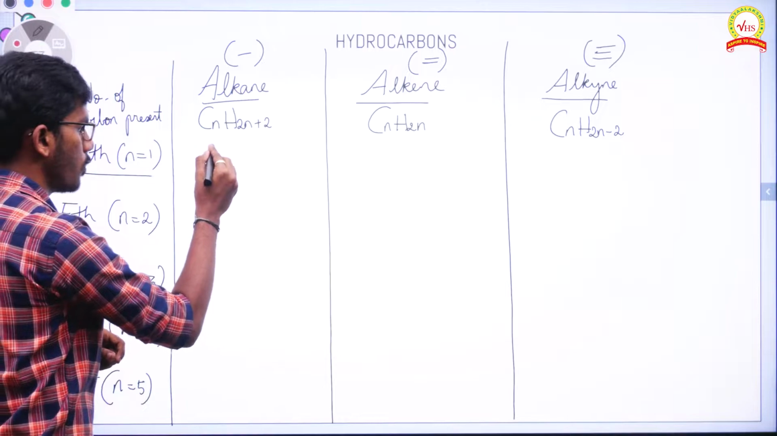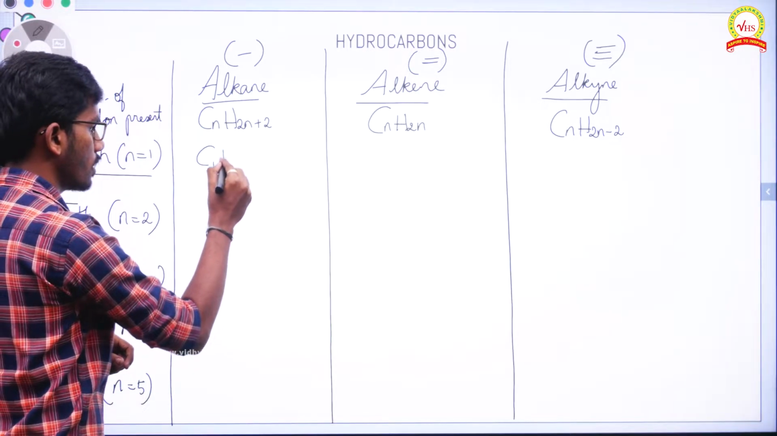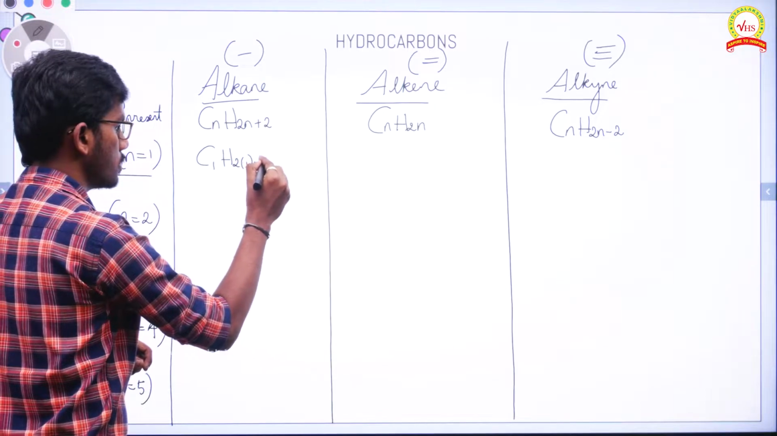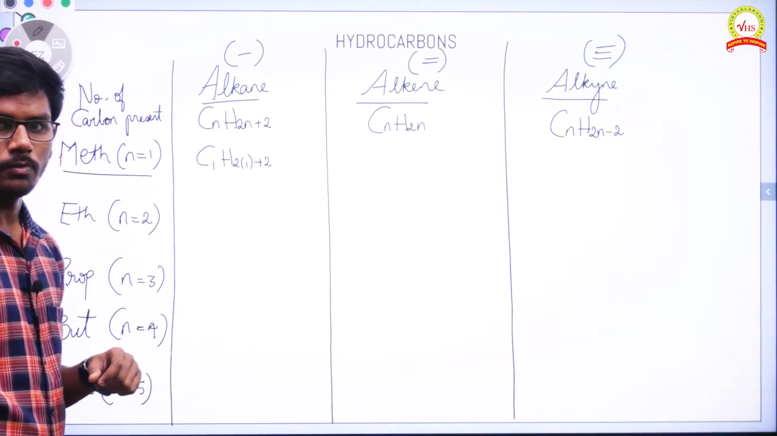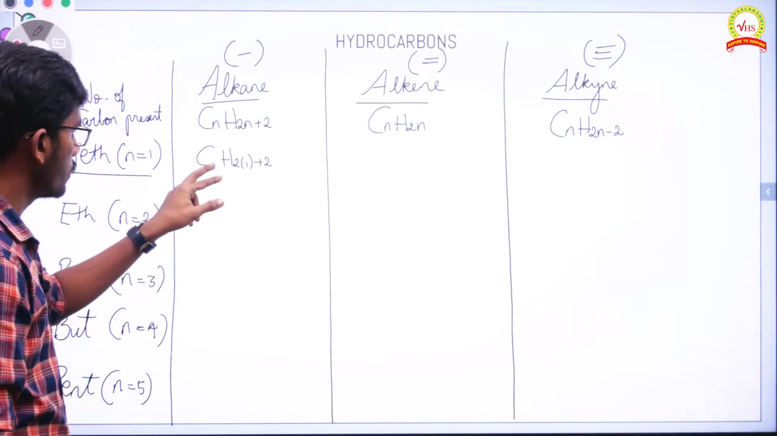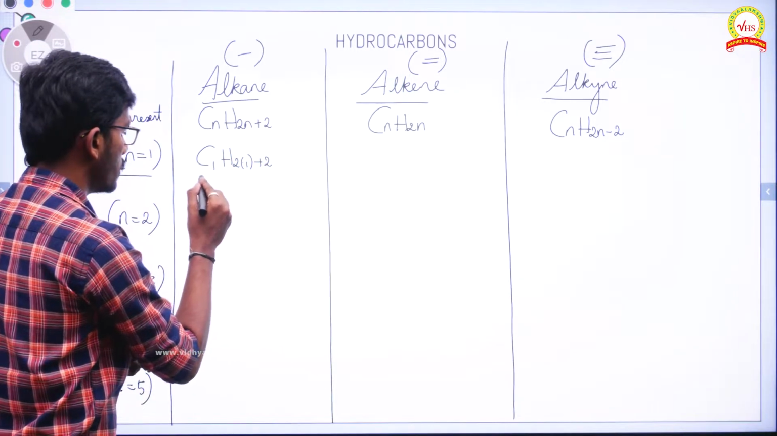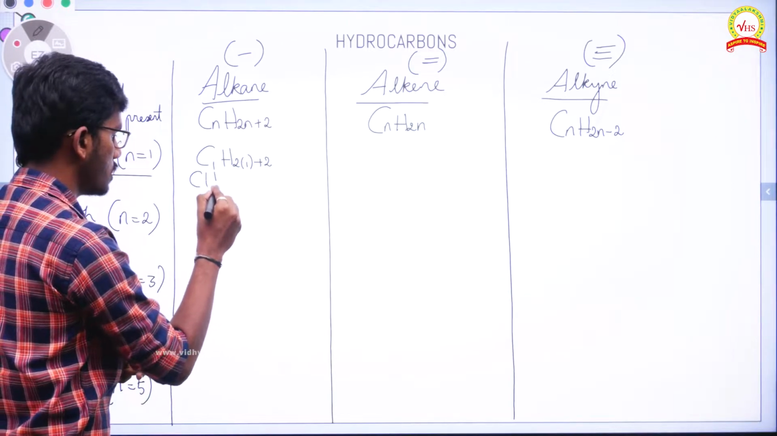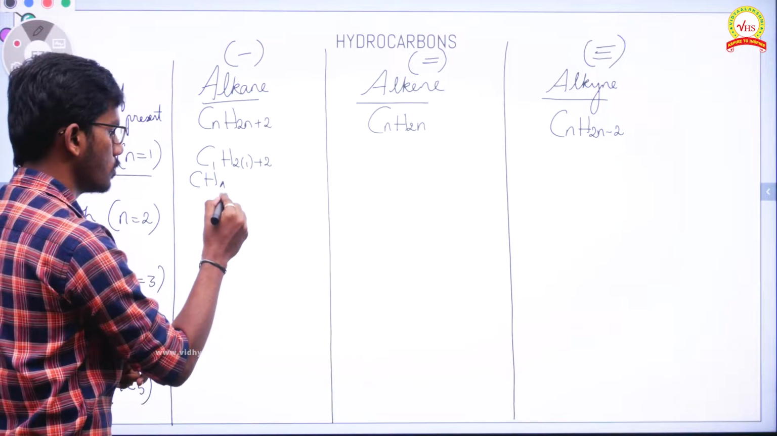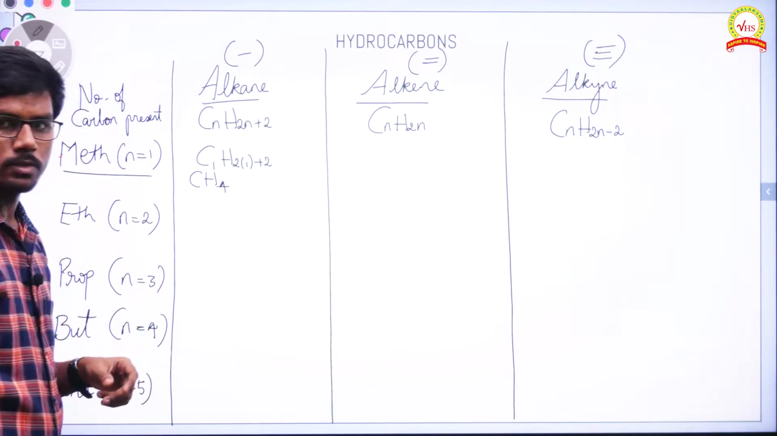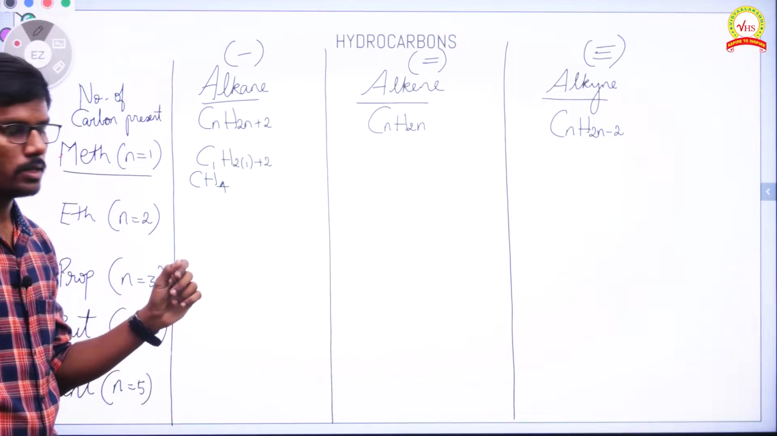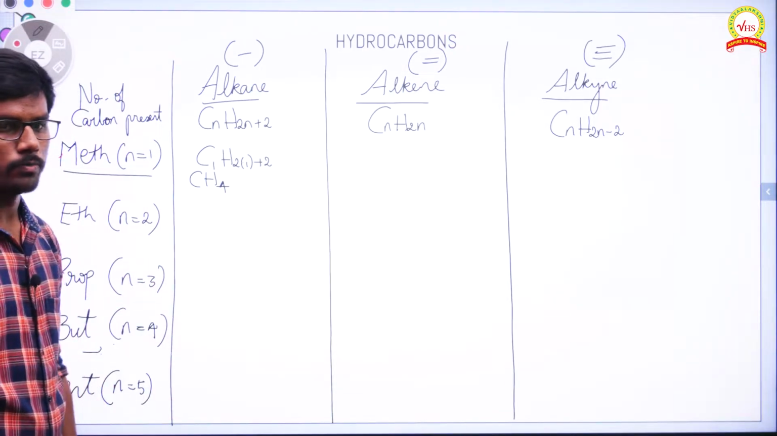So, I am going to substitute 1 here, C1H 2 into 1 plus 2. This is what follows, C1H 2 into 1 plus 2. So, we can simplify it as CH, 2 ones are 2 and plus 2 it follows 4. So, the chemical formula of this compound is going to be CH4. Okay. Now, how to name this compound?